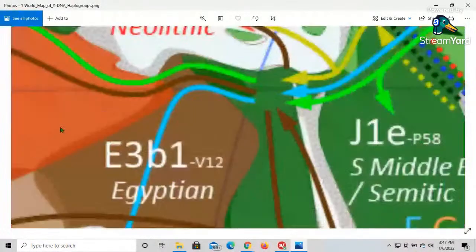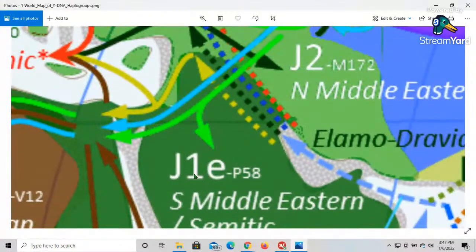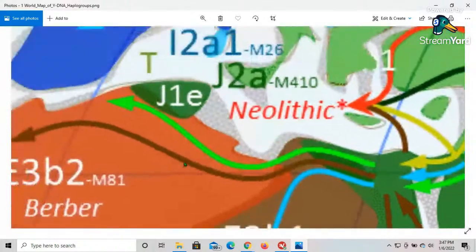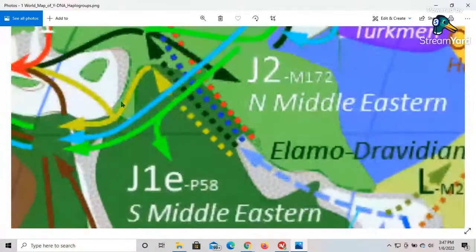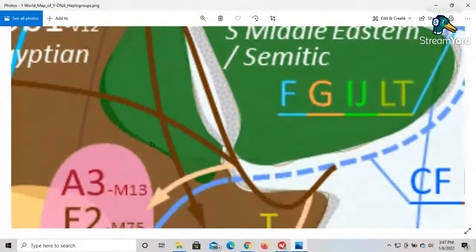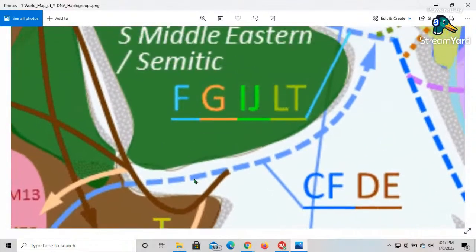So those are given. So we have Canaan over in this area, probably the M123. This is the M81. Canaanites are M123. Egyptian Mitzrayim V12. Cushite V32. So we have all the Hamites now.